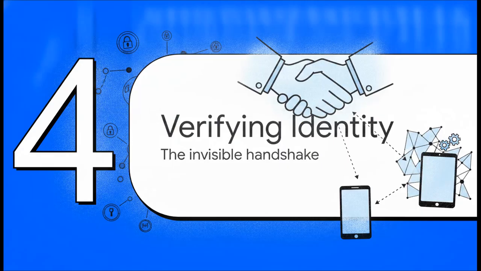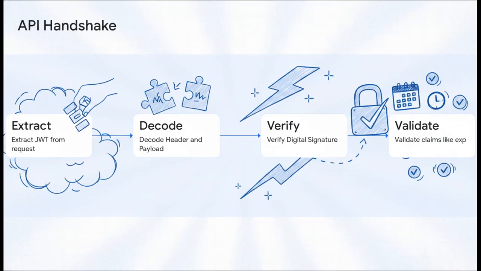Moving on to Section 4, verifying the identity, the invisible API handshake. So when your browser sends this token back to the API to say, hey, get my profile data, the server goes through a lightning-fast checklist, usually in just mere milliseconds.